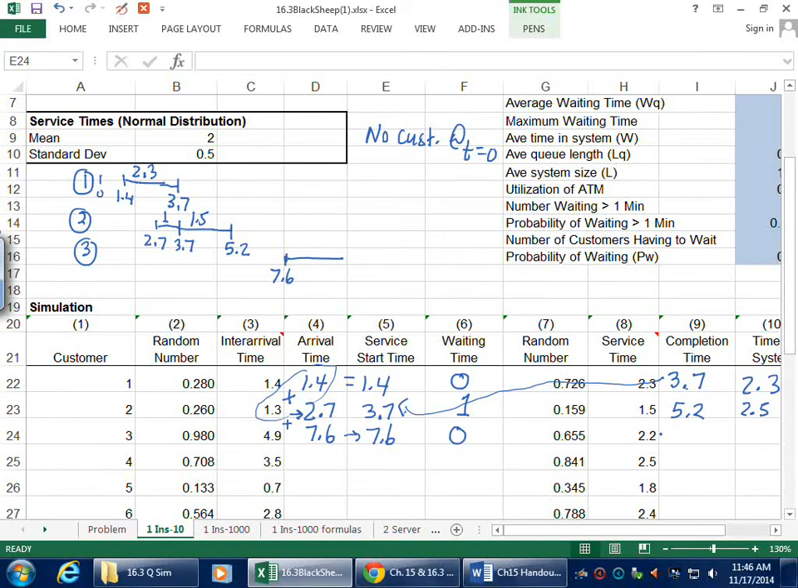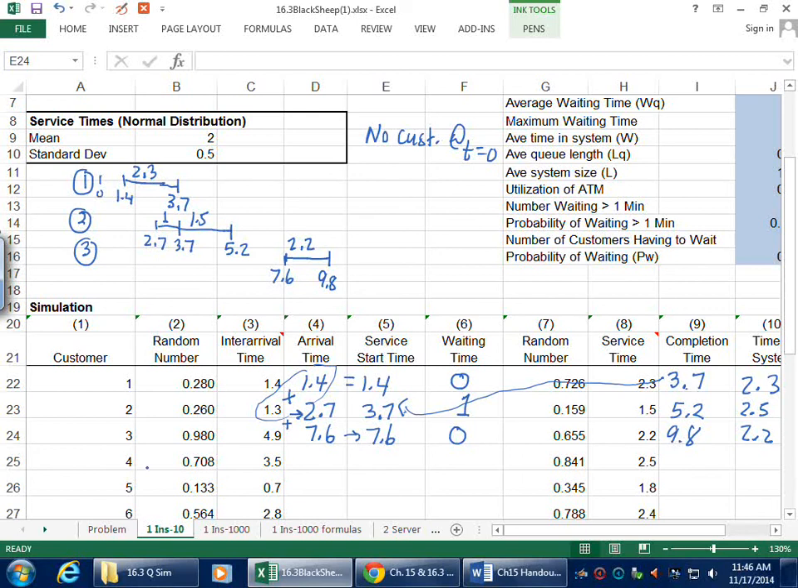And then the service is for 2.2 minutes. So 7.6 plus 2.2 is 9.8. It leaves at time 9.8, and time in the system is the same as the service time, so it's 2.2.